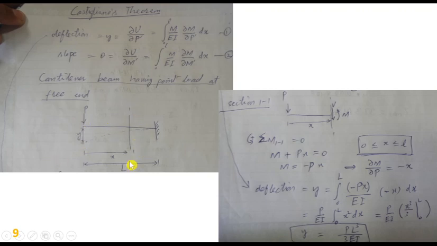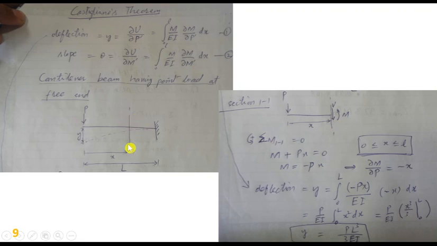So first of all, we will have a section 1 and this is our reference. From here to this section, distance is x, total length of the beam is L. So first of all, we will do this sectioning. So for section 1 we will draw the free body diagram of this section. P is applied, distance is x.